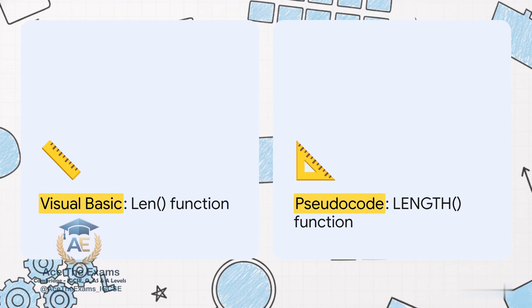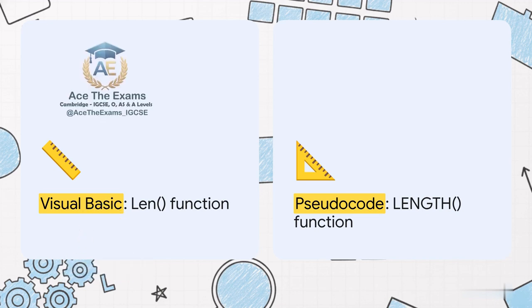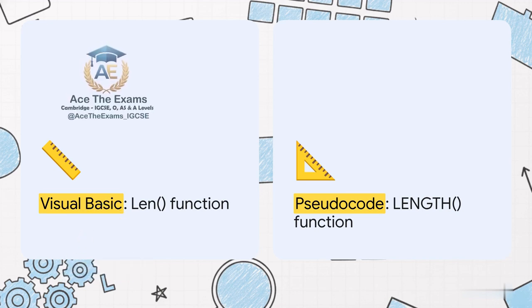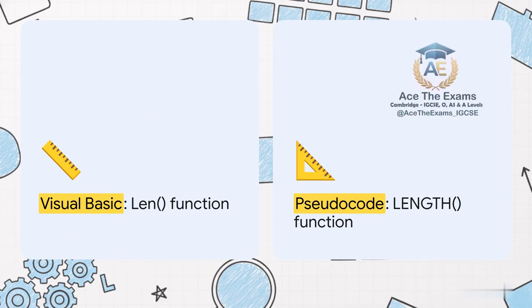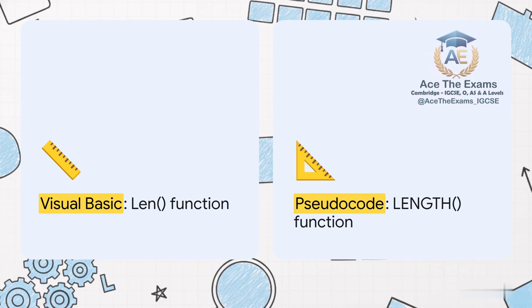So, getting back to it, a crucial point is knowing exactly how long your string is to begin with. When finding how many characters are in a string, Visual Basic uses the len function, while pseudocode uses the fully spelled out length function. They do the exact same thing, but as we know, syntax matters.